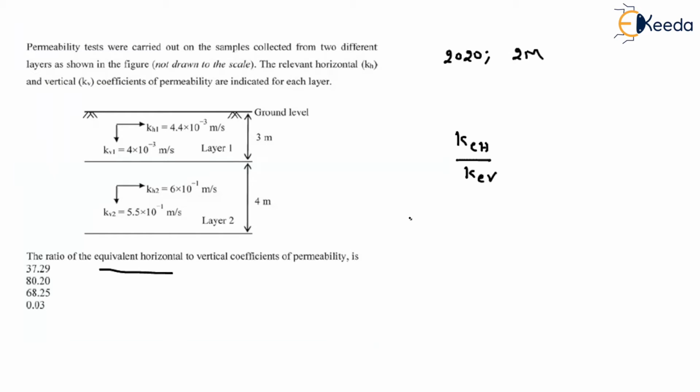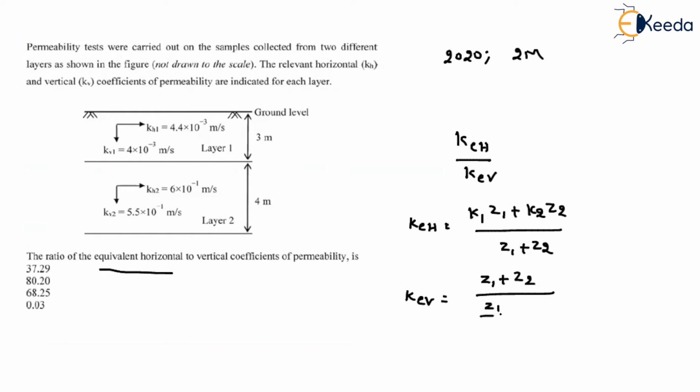What is the formula for equivalent permeability along the horizontal direction? As we are having two layers, it is (K1 Z1 + K2 Z2) divided by (Z1 + Z2). Similarly, how can you find the equivalent along the vertical direction? That is (Z1 + Z2) divided by (Z1/K1 + Z2/K2). So let us say this is the first layer and this is the second layer. What about Z1? 3 meter. What about Z2? 4 meter.